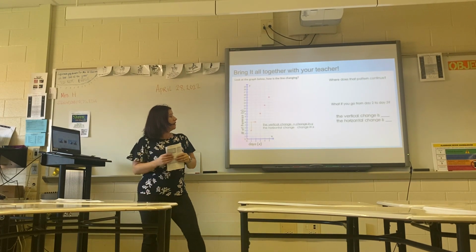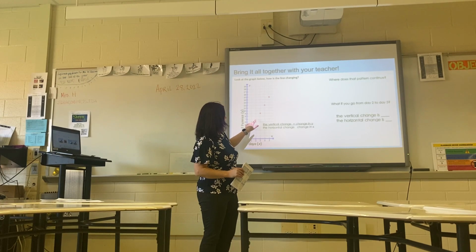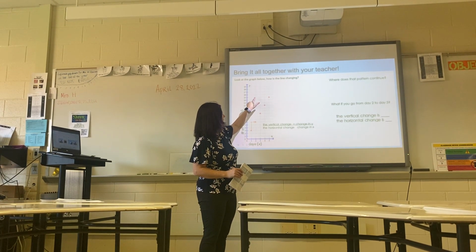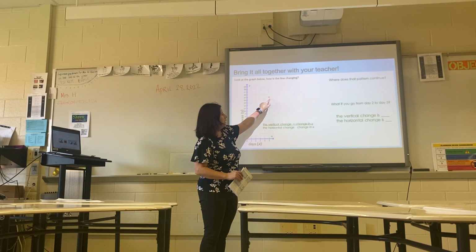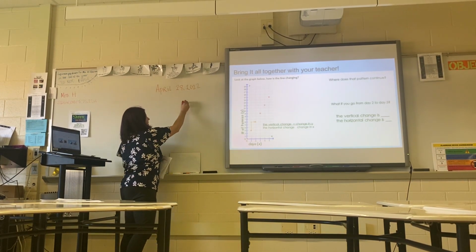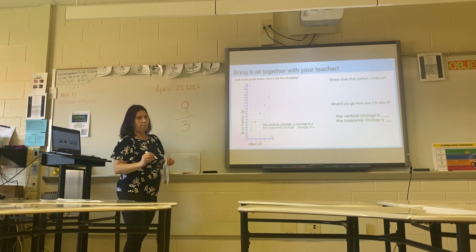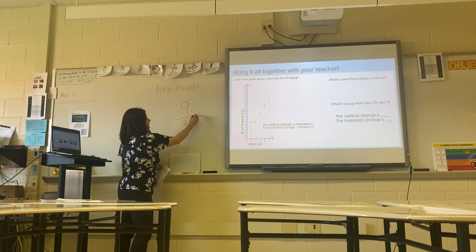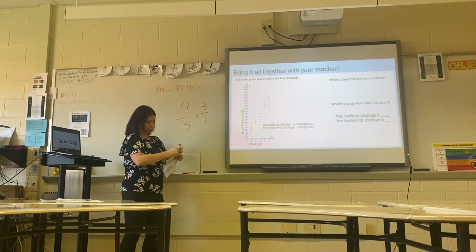Oh, I don't have a slide, so you guys can write this down. There's a vertical change of 9. We're going to go 1, 2, 3, 4, 5, 6, 7, 8, 9. And then the horizontal change would be 1, 2, 3. So you can write that as 9 over 3, and when you simplify it, we get 3 over 1.